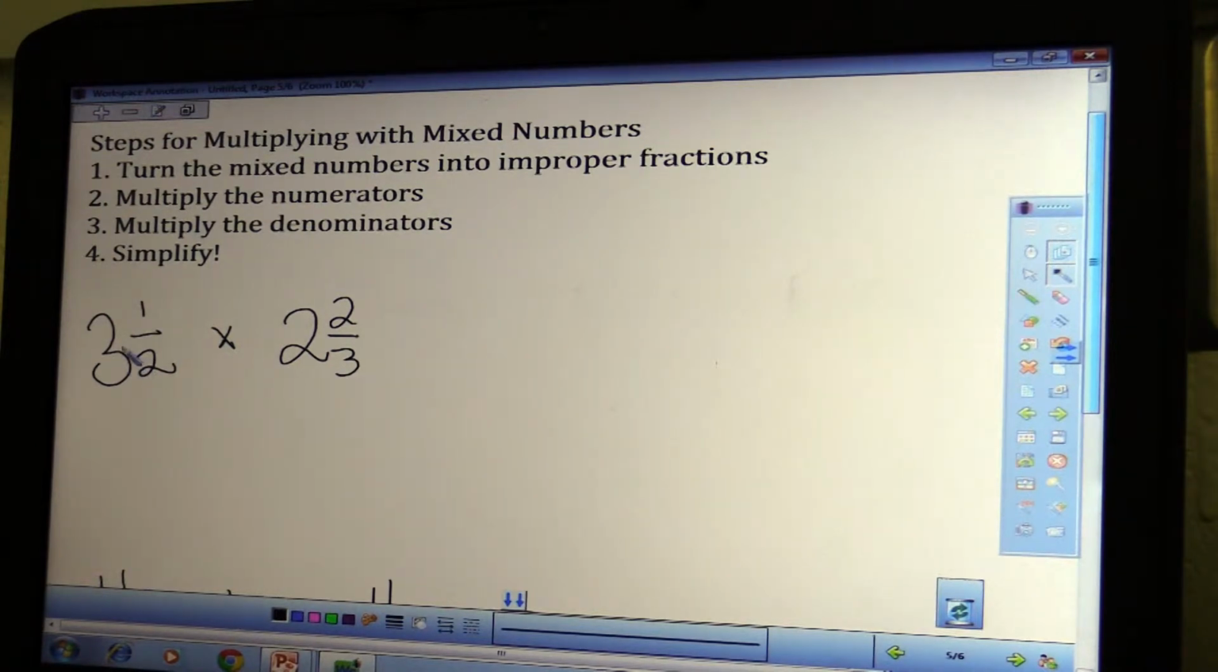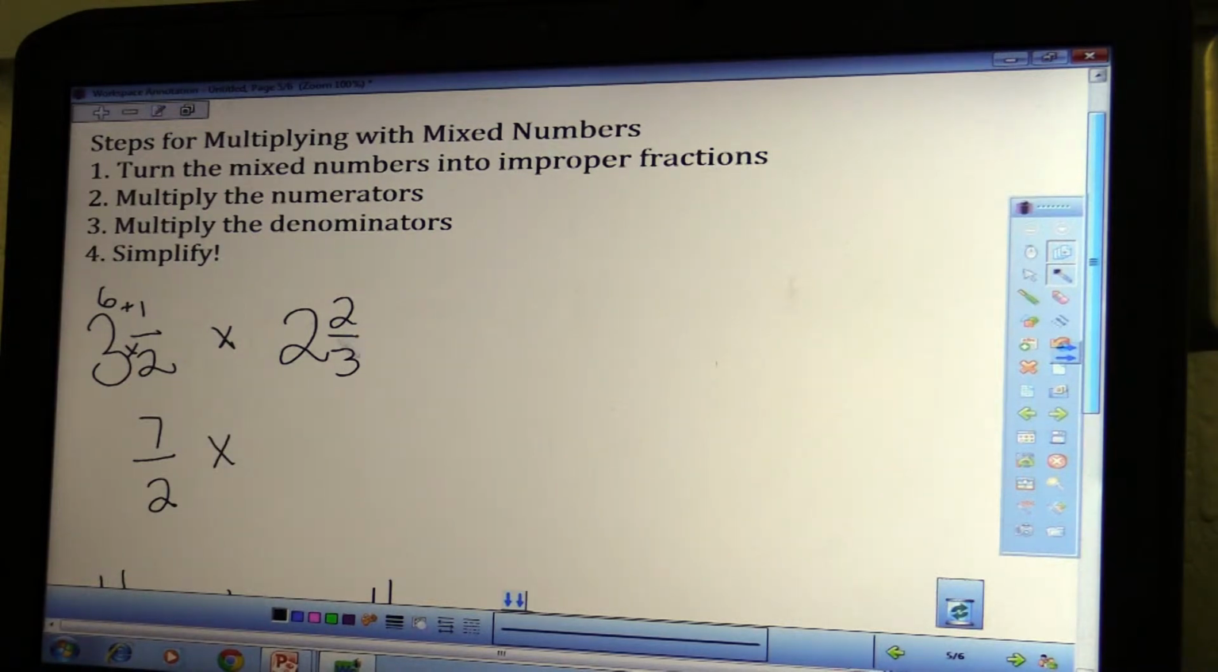So first we start by multiplying the denominator times the whole number. 2 times 3 is 6. Then we add 6 onto the numerator. 6 plus 1 is 7. That gives us our new numerator of 7, and we keep our old denominator of 2. So 3 1/2 is equivalent to 7 over 2.